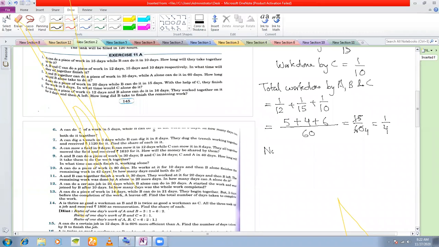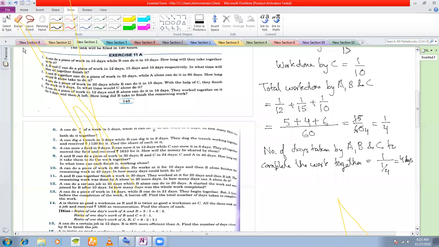Therefore, number of days required to complete the work, if A, B and C are working together, number of days taken by A, B and C to complete the work together must be equal to 1 by work done by A, B and C, which is 4 days. So if they work together, then they can complete the work in 4 days. And that's it.